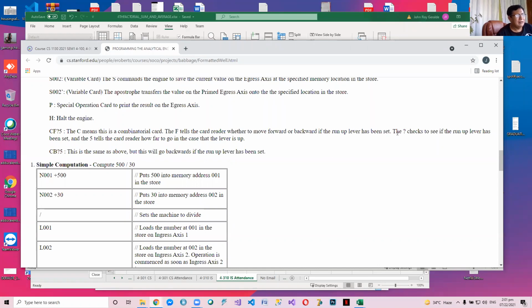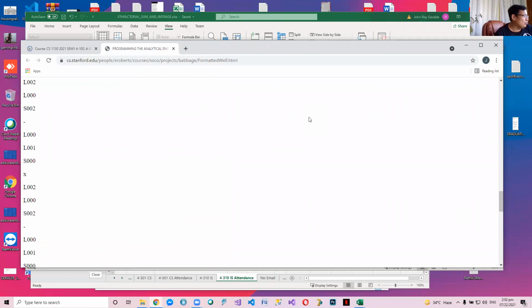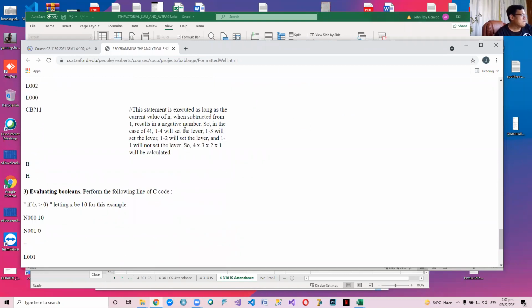axis 1. The run-up lever will be set if the egress and the ingress axis 1 have the same sign. Actually, it's as if the last result will become 0. Do you follow? It's the same, because you have to look for a 1 minus 1. So in the case of 4, 1 minus 4 will set the lever. 1 minus 3 will set the lever. But 1 minus 1 will not set.